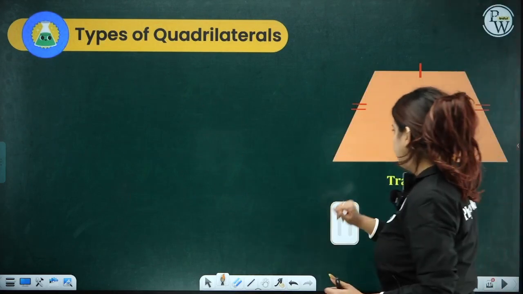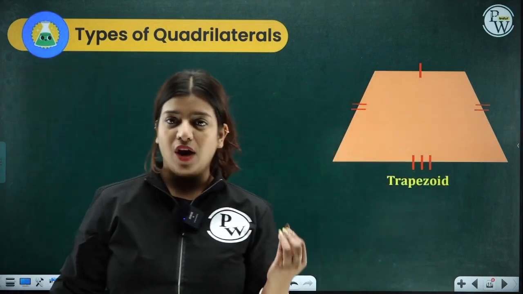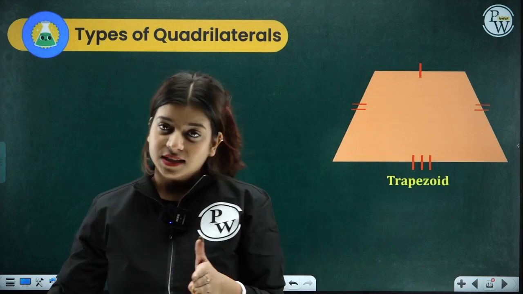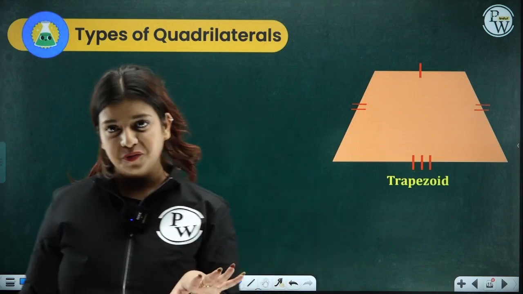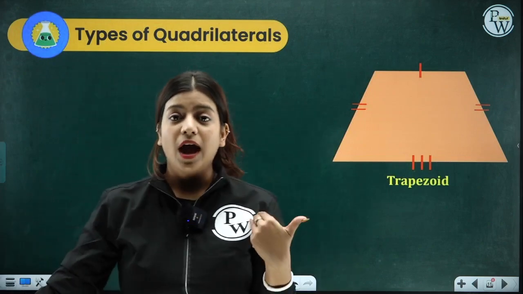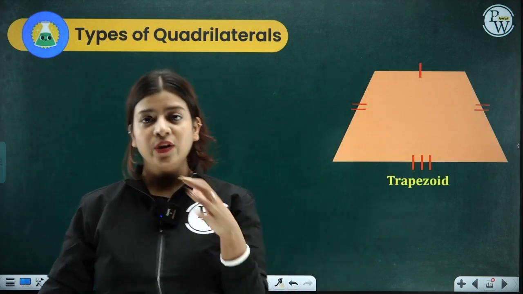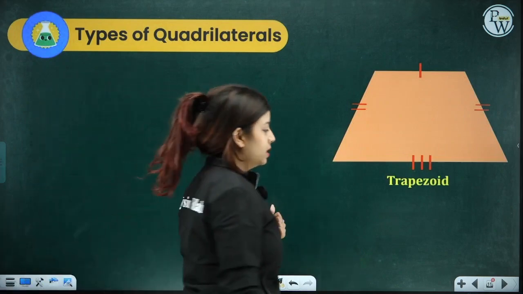Now we have a trapezoid, right? Or we can say trapezium. There is one difference: in a trapezoid, the non-parallel sides are equal. In a trapezium, it is not mandatory. Of course, in a trapezium we have one pair of sides as parallel, that is true, and the others are the non-parallel sides.